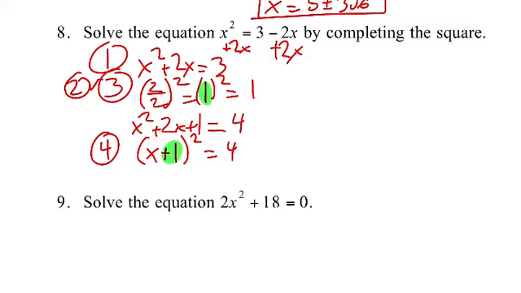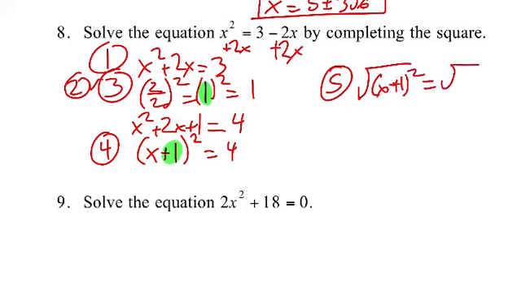Step 5 says take the square root of both sides. So when I take the square root of both sides, the square root of x plus 1 squared equals the square root of 4. X plus 1 squared, take the square root, we're just left with x plus 1. When I take the square root of 4, I end up with plus or minus 2. That one ended up being a nice number.